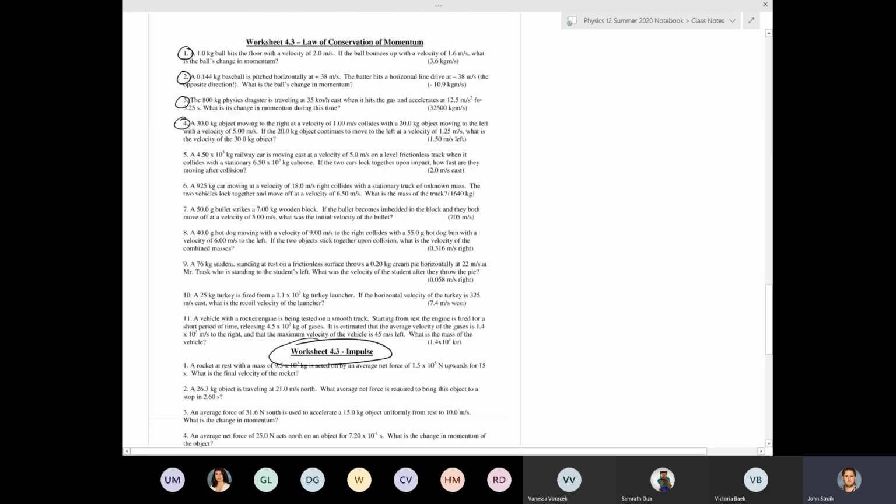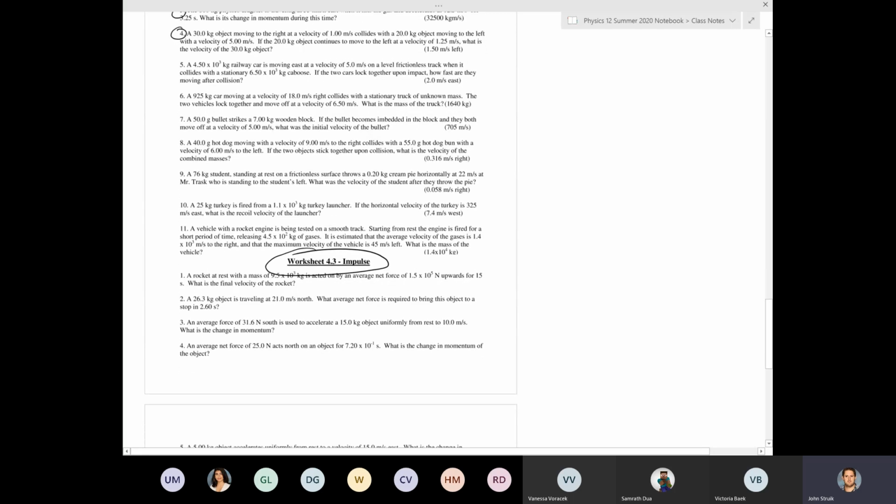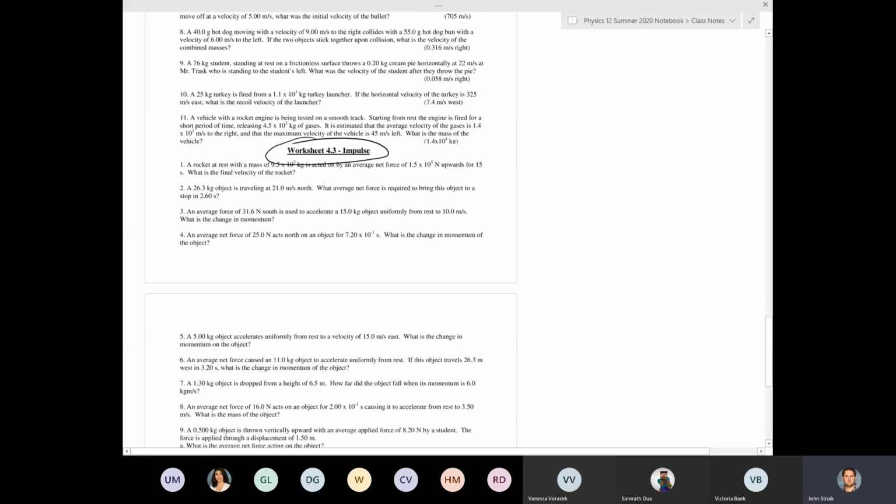Okay, so you can do the first 4 questions of law of conservation of momentum. I don't even know why those questions are there. It's actually impulse. And then you can do worksheet 4.3 as well.